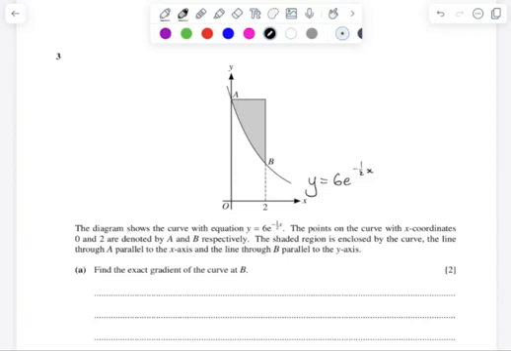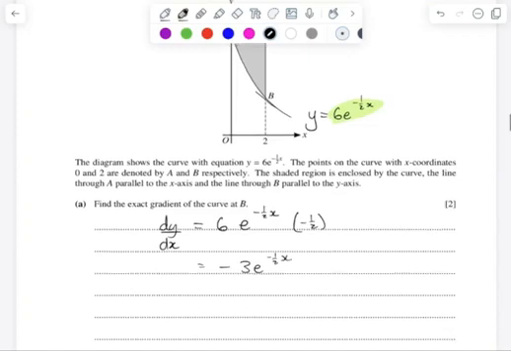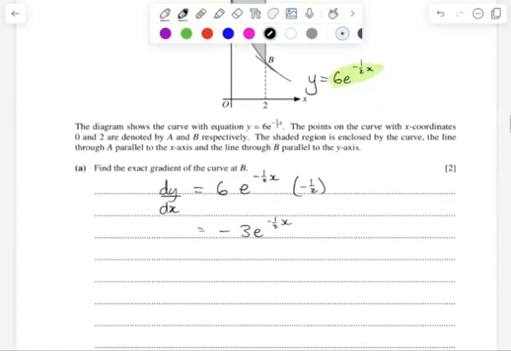All right, so gradient of the curve, that means we find dy/dx of the curve, and we plug in our point B, which is 2. This is just a normal exponential function, so I can just differentiate it. I keep my coefficient, I differentiate my e, which stays the same. I keep the inner function as it is, and then I multiply by the derivative of the inner function. So my total is -3e^(-½x). Okay, that's my dy/dx.